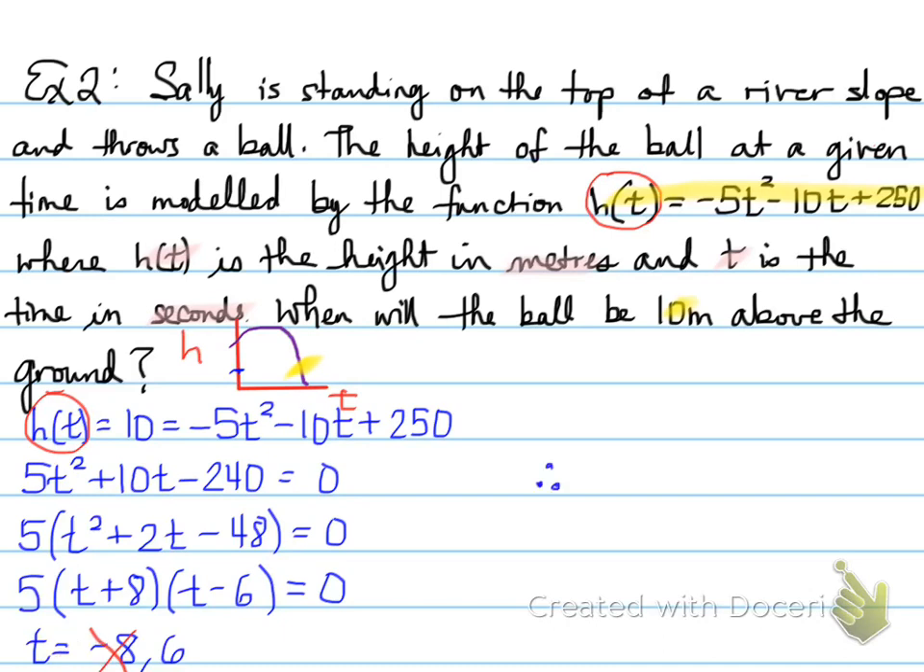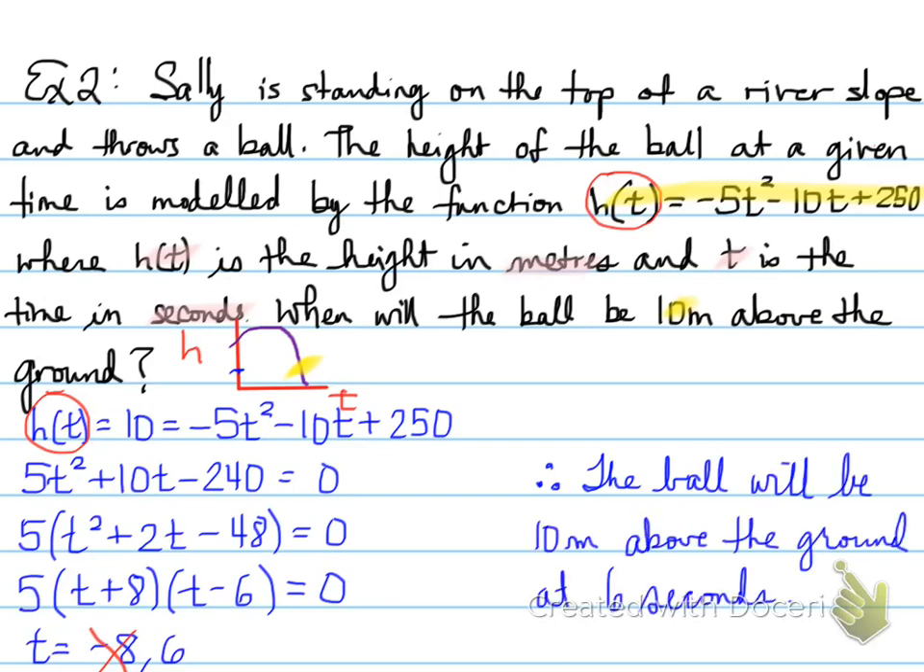So we can do our therefore statement. Therefore, the ball will be 10 meters above the ground at 6 seconds. So at the 6-second mark, it will be 10 meters above the ground.